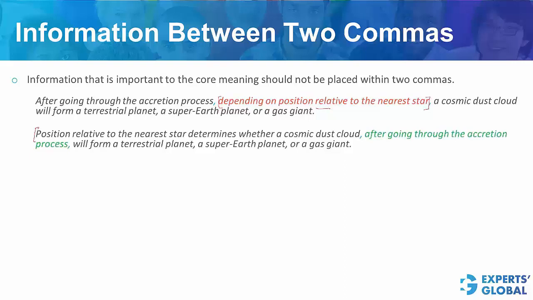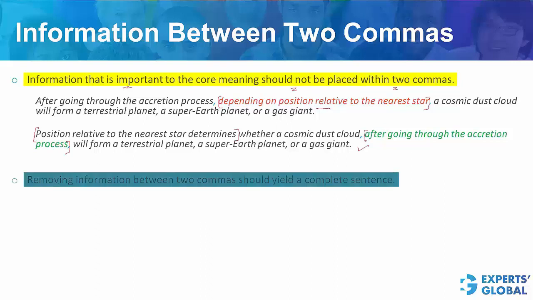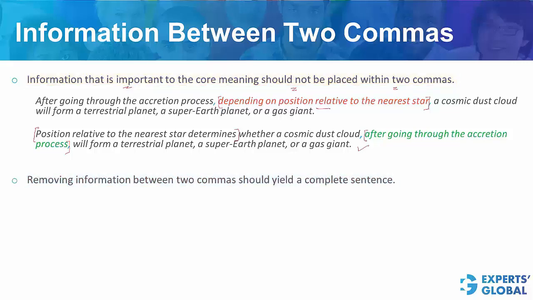Position relative to the nearest star. You see, this part is not between two commas, and this sentence is all right. What you have between two commas here, imagine, is non-essential information. And the core meaning is that position relative to the nearest star determines whether a cosmic dust cloud will form A, B, or C. So first concept here: information that is important to the core meaning should not be placed between two commas. Another way of looking at it is that removing information between two commas should leave a complete sentence. Let's take some examples.